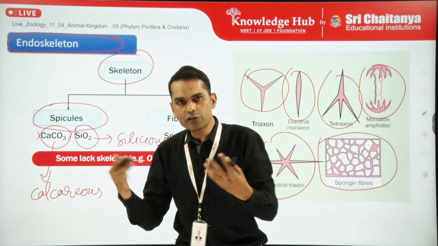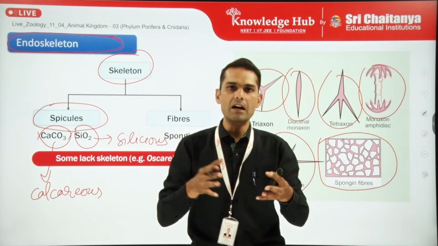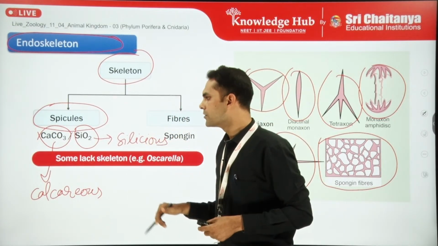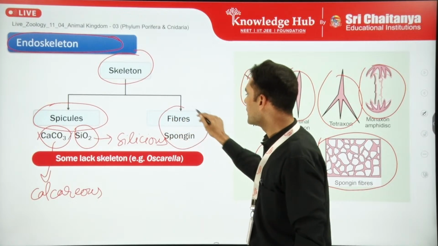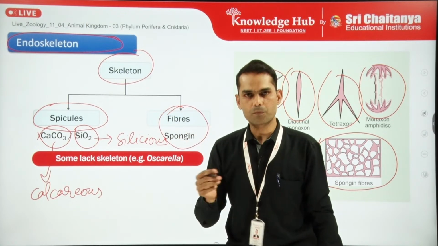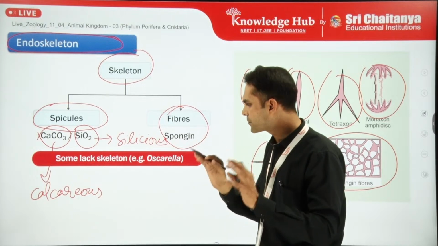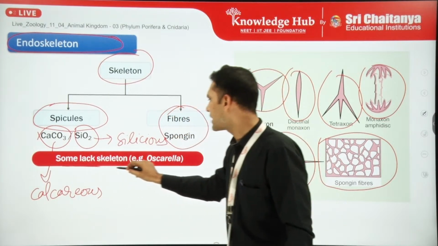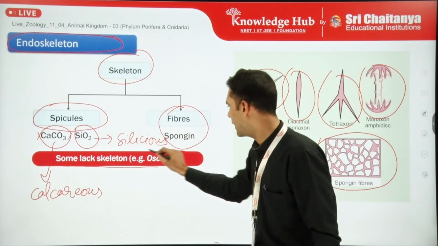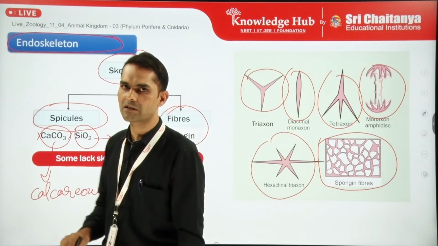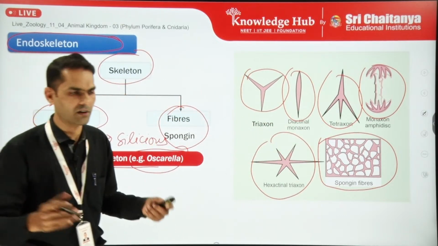So on the basis of the spicules also, the Porifera are divided into different classes. The other part is the fiber, which is none other than spongin fibers. But there are some exceptions, as some lack a skeleton, for example Oscarella. This is the only exception which lacks any endoskeletal structure.